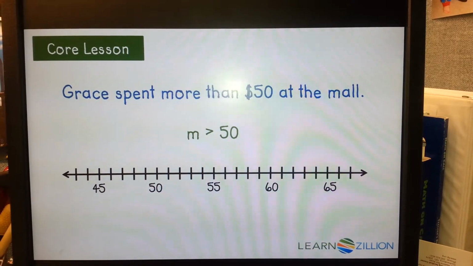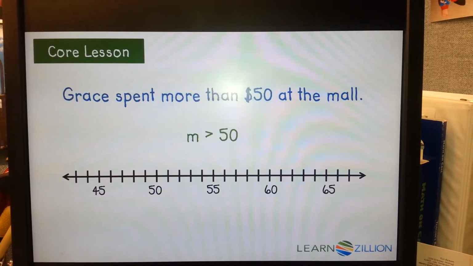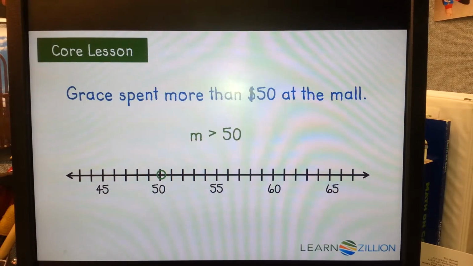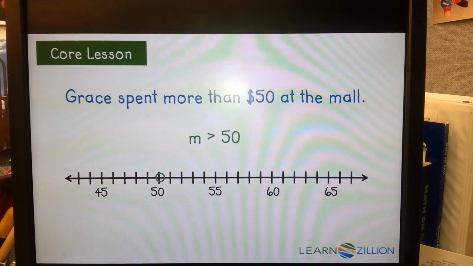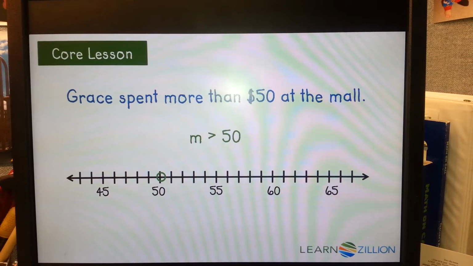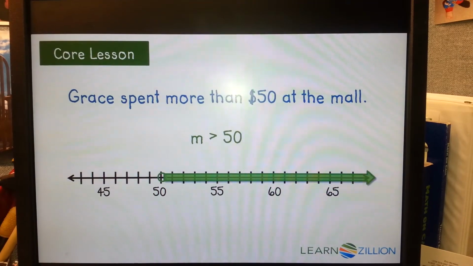Did Grace spend more than $50? No, we only know that she spent more than that, so we cannot include 50 in our set of numbers, so we use an open circle. If we know that our variable m is more than 50, which direction would we shade the graph? We would shade it to the right to show all the values that are greater than 50.